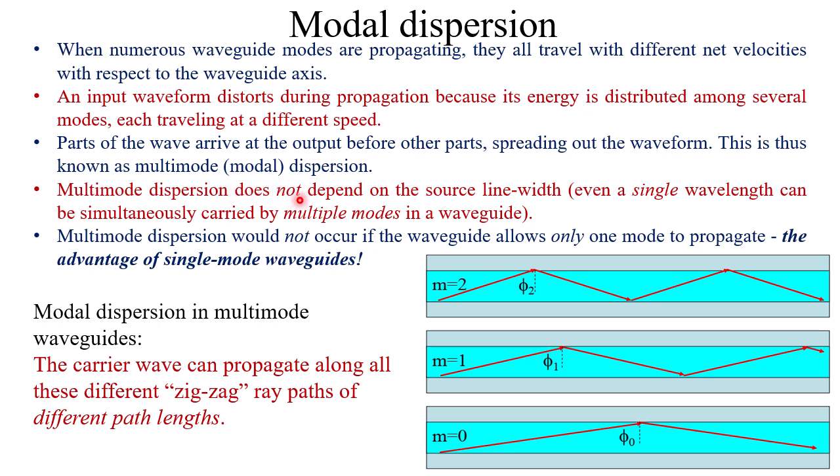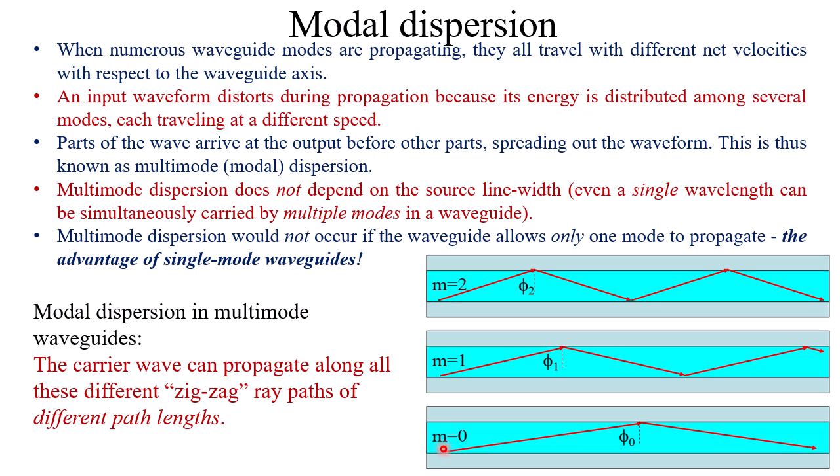Multimode dispersion does not depend on the source line width. That is, even a single wavelength can be simultaneously carried by multiple modes in a waveguide. Multimode dispersion would not occur if the waveguide allows only one mode to propagate. The advantage of the single mode waveguide, or single mode fiber, is that it does not allow the higher order modes to propagate through it.